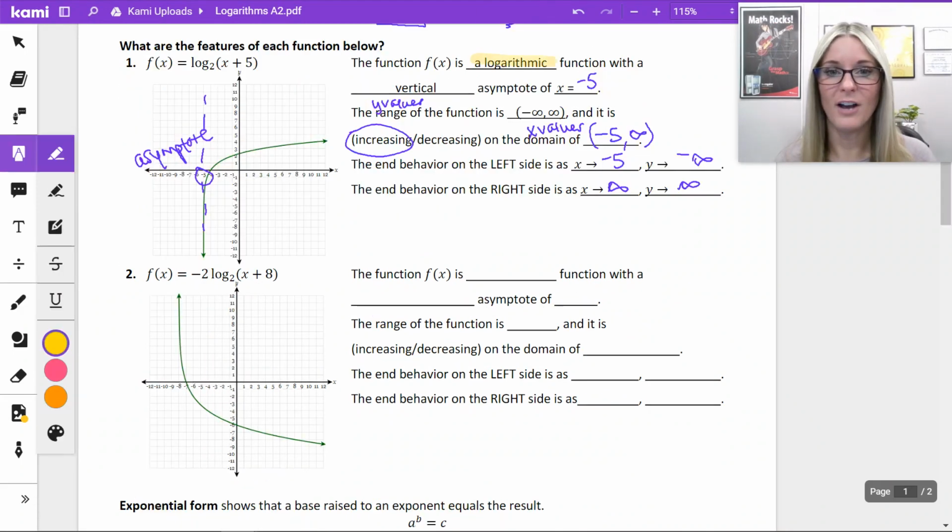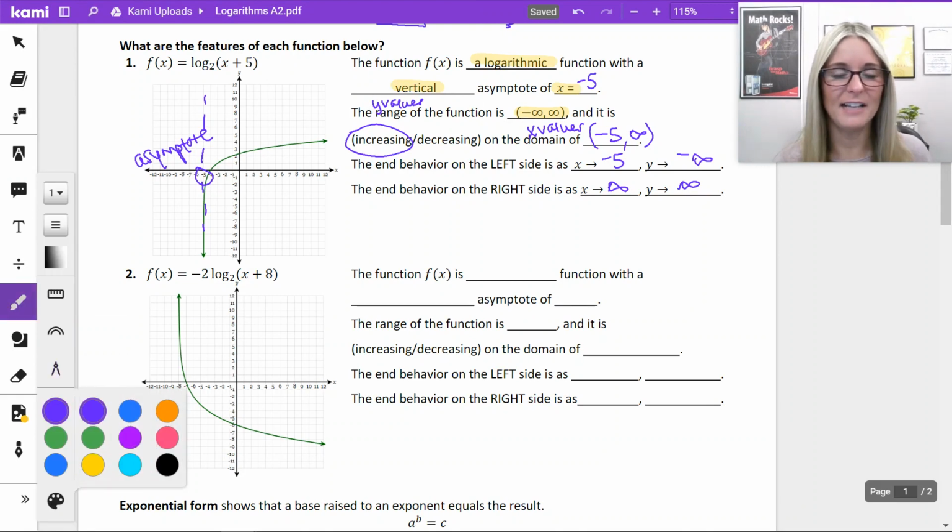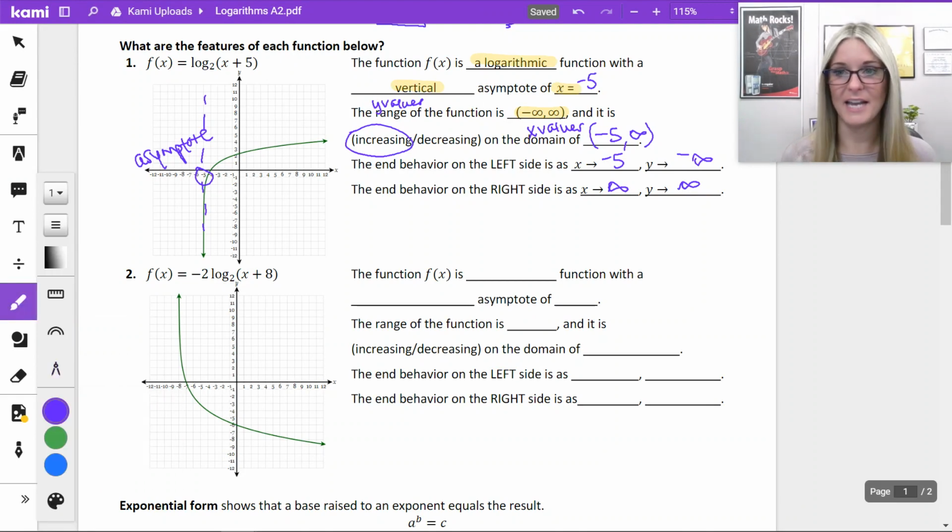So again, we've got some features that are going to be the same for every logarithm problem that we look at. Let's try again. I just highlighted above the ones that are going to stay for every logarithm. Number 2, new logarithm function. It says f of x equals -2 log base 2 of x plus 8. So I know it's been reflected, it's been stretched, it's shifted left 8 things. So we've got a lot of transformations that happen there.